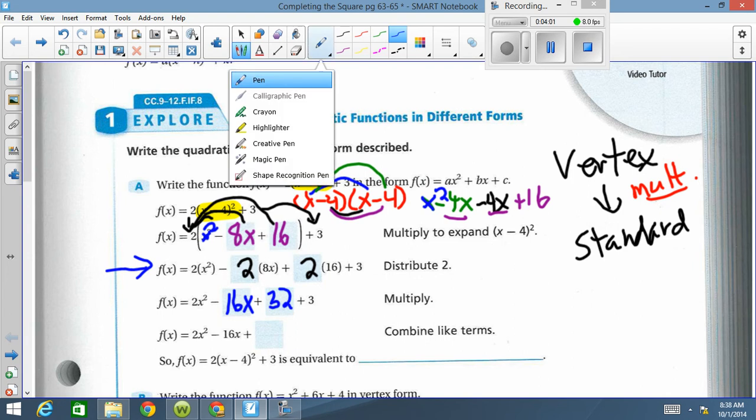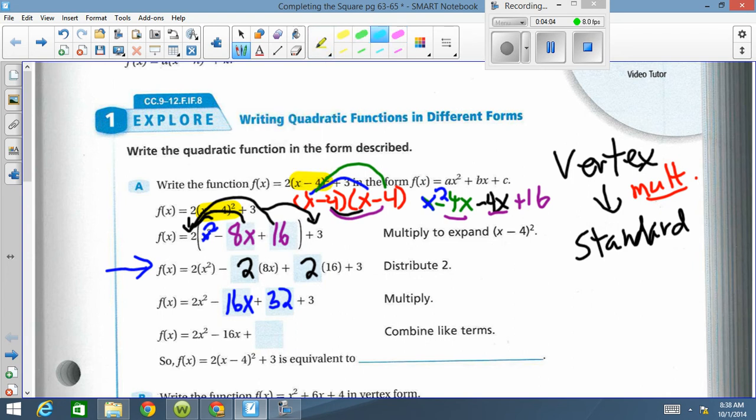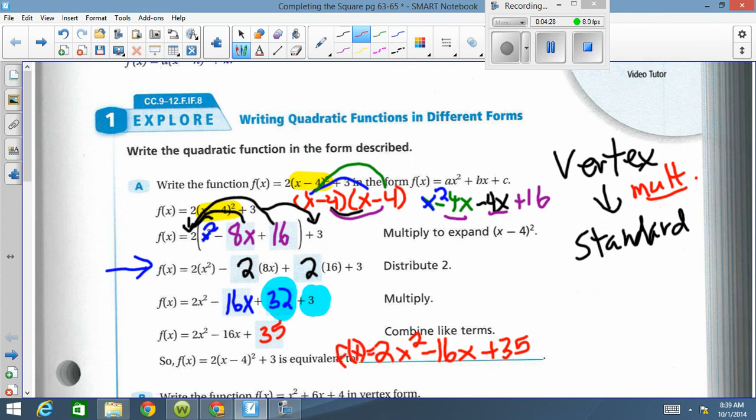Once you've multiplied that out, now you have a chance to combine like terms, because 32 and 3, well, those are like terms. They have no variables, no exponents. So we would just combine those to make a 35. So in the end, 2x squared minus 16x plus 35, let me put that f of x equals here. So those two are equivalent.